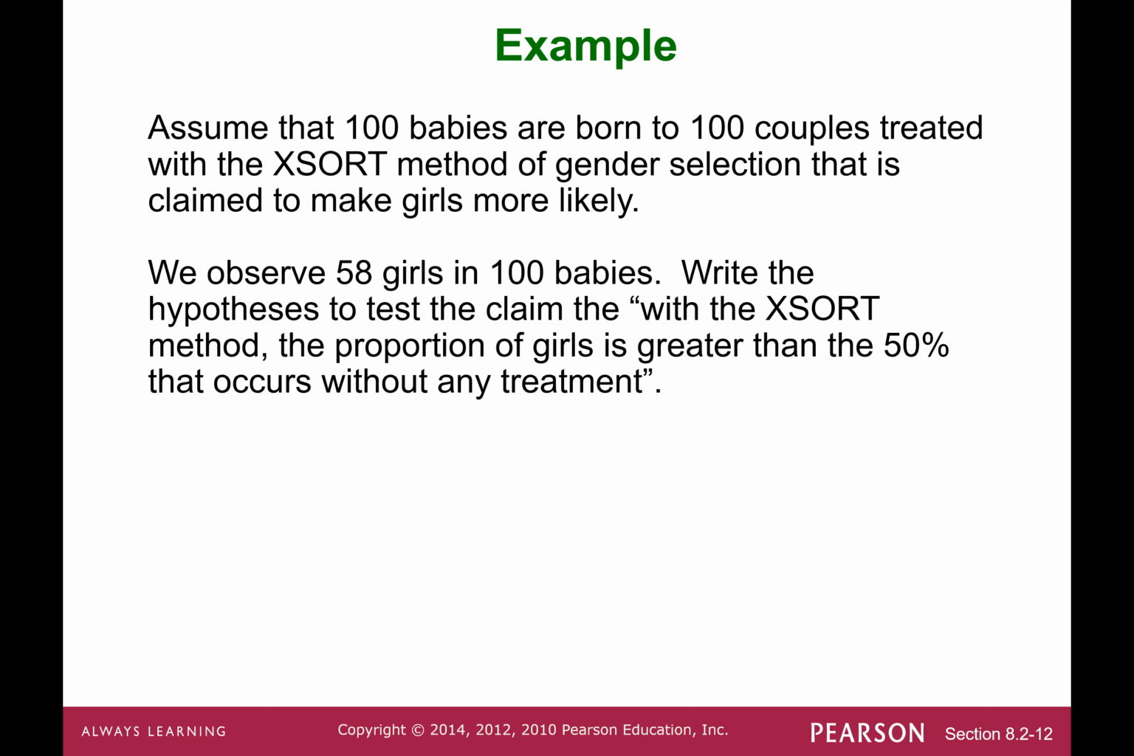Assume that 100 babies are born to 100 couples treated with XOR methods of gender selection that is claimed to make girls more likely. We observe 58 girls in 100 babies. So again, this is a sample. Getting a girl is a success event. Having a girl, success event. You again go back to the binomial probability distribution.